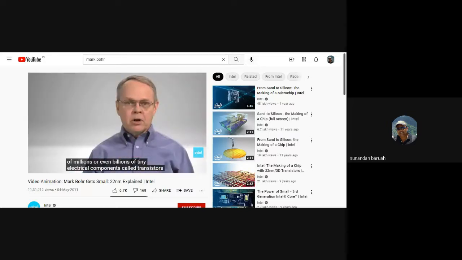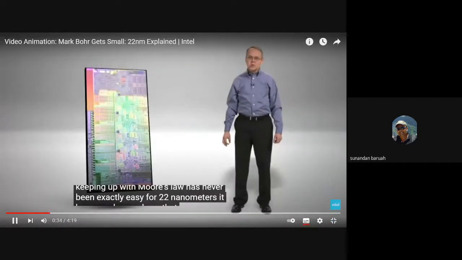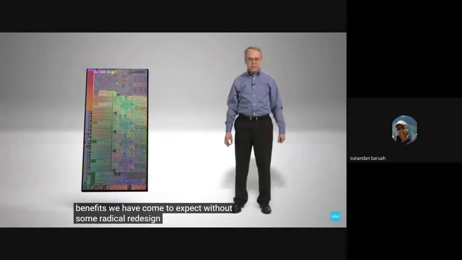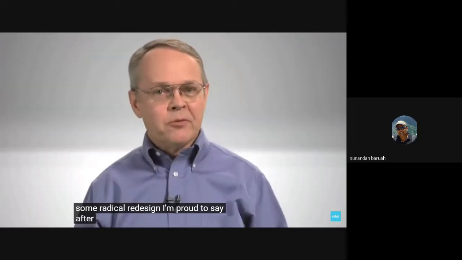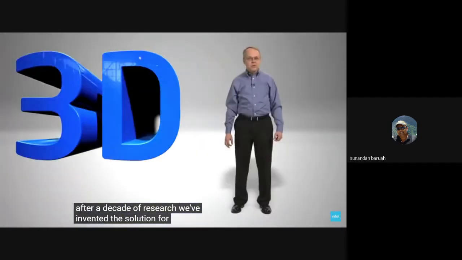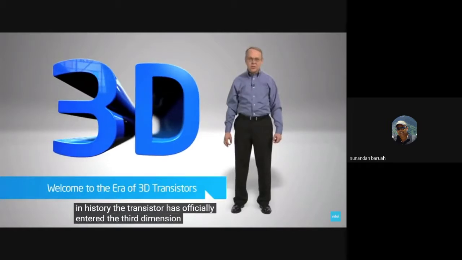Keeping up with Moore's law has never been exactly easy. For 22 nanometers, it became clear early on that continued shrinking was not going to give us the benefits we have come to expect without some radical redesign. I'm proud to say, after a decade of research, we've invented the solution. For the first time in history, the transistor has officially entered the third dimension.